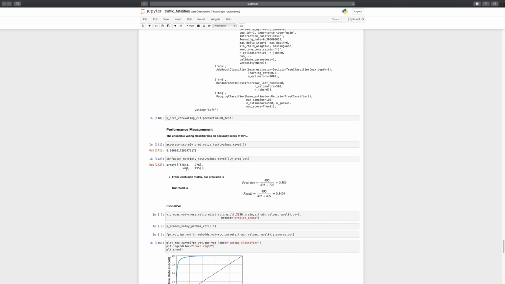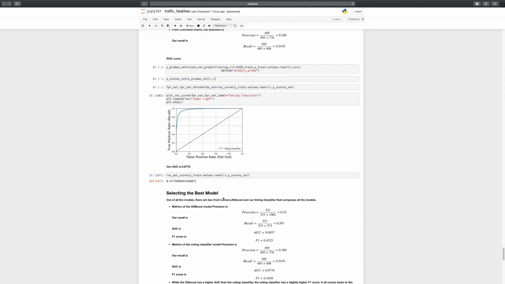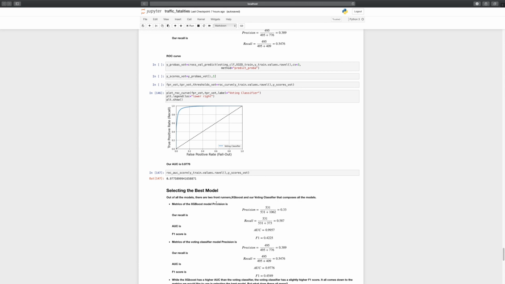From our confusion matrix, we see that the precision is around 0.389, which is good. And the recall is around 0.5476, which is also pretty good. Let's see our area under the curve. It's around 0.9776, just slightly behind our XGBoost. So, from all of the models we have tested so far, XGBoost and the voting classifier are two clear frontrunners. Let's compare these two models' metrics in order to select the best one.